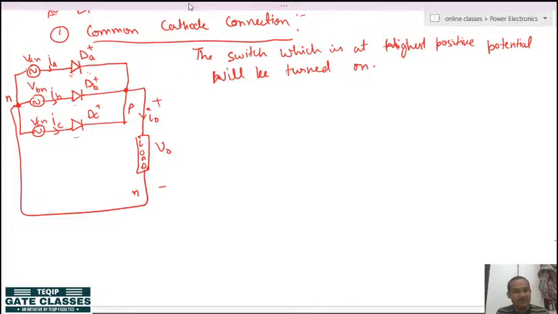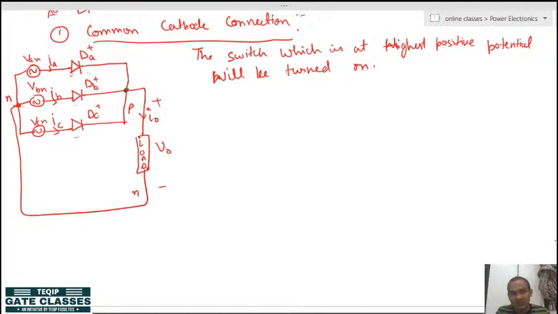How is that? Let me show you with an example. For example, say diode DA is turned on somehow. If diode DA is turned on, this diode will be shorted. Once this diode is shorted, immediately phase voltage A will come to this P point. So at this P point, the load voltage will be the phase voltage.